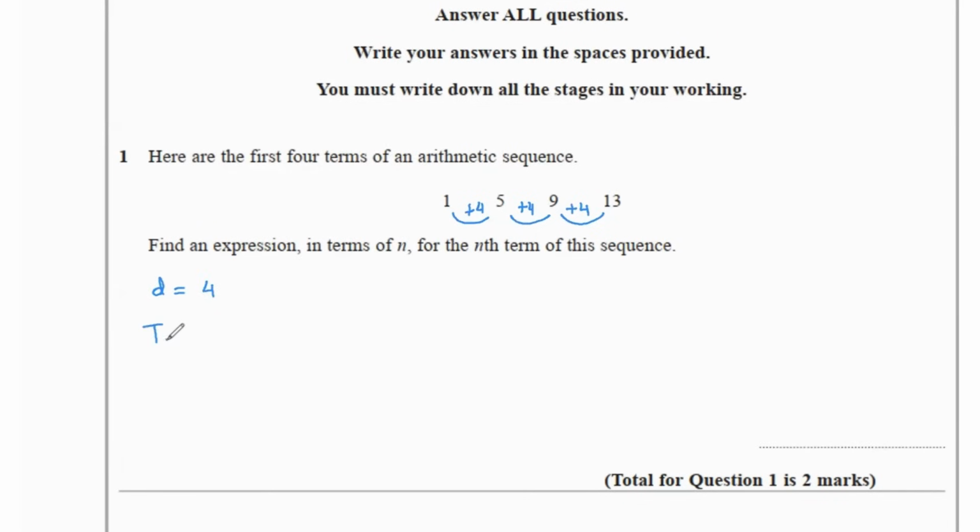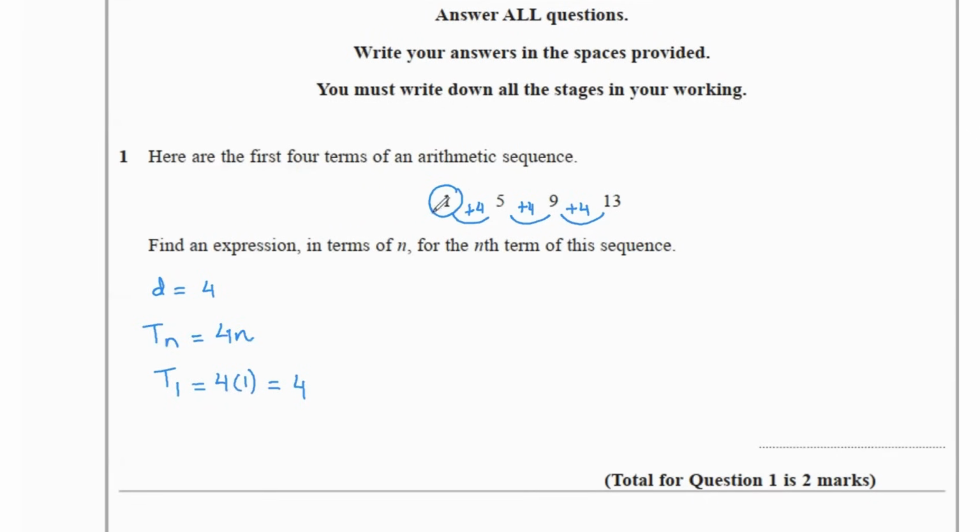Now, whenever we're trying to find the nth term, once we have found the common difference, the next step is to multiply that common difference with n. So what we have right now is 4n. Let's assume that the nth term is 4n. If we try to find the first term, that's going to be 4 times 1, and that's 4. As you can see, the first term in the sequence is 1, not 4.